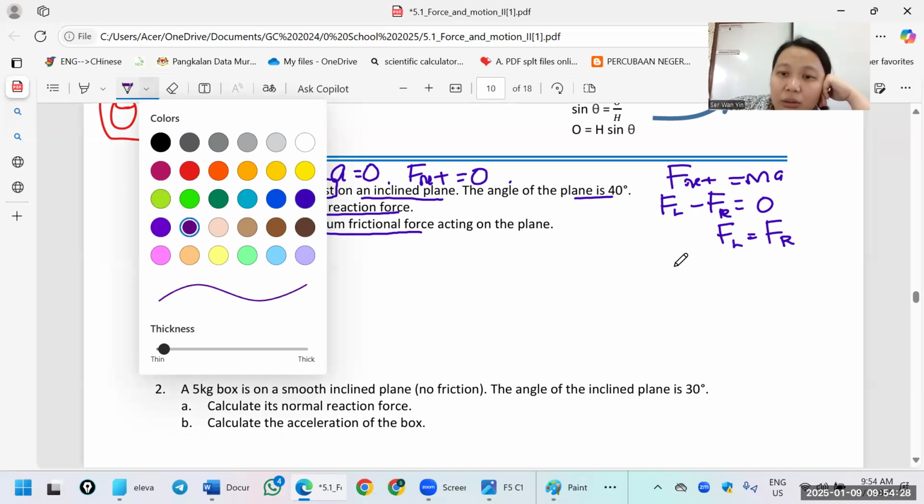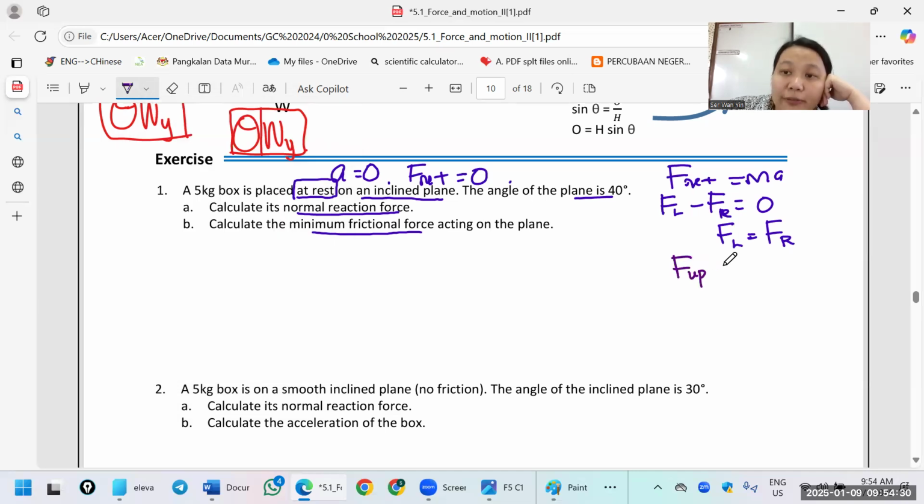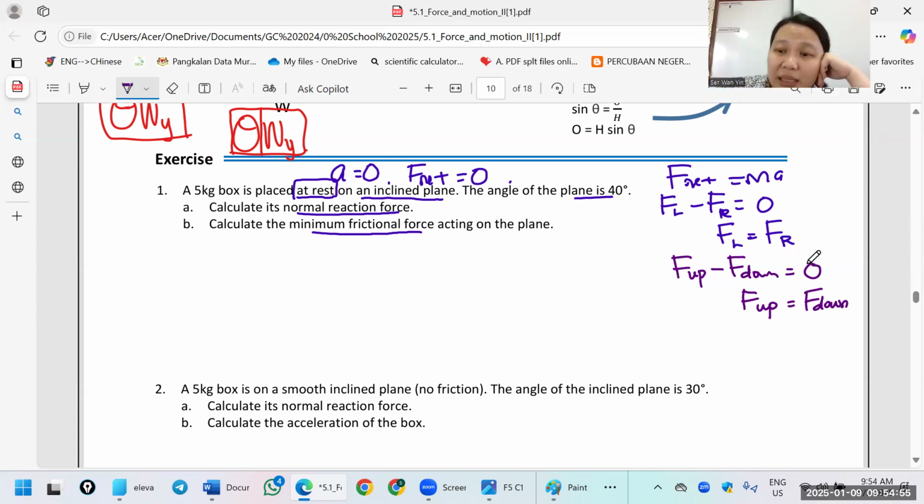Or upward force minus downward force equals 0. So we say up force equals down force. So now it is balanced. At rest means the forces are balanced. Up equals down, left equals right. So there are forces, but after subtracting, they become 0. Get the idea?